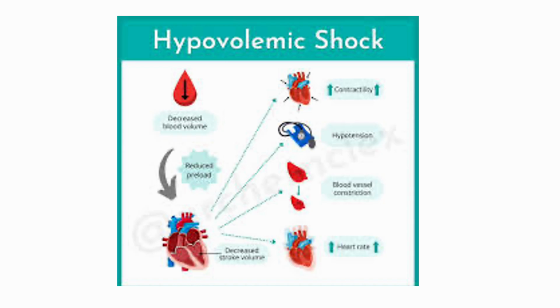The loss of preload results in reduced cardiac output. As a result, the systemic vascular resistance initially increases to try and maximize cardiac output along with the heart rate.